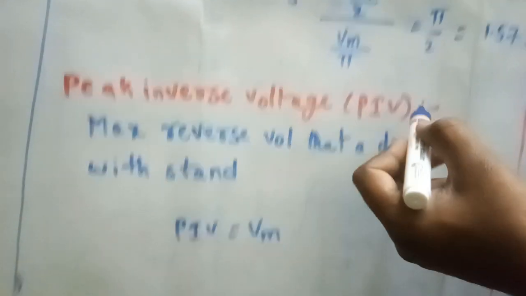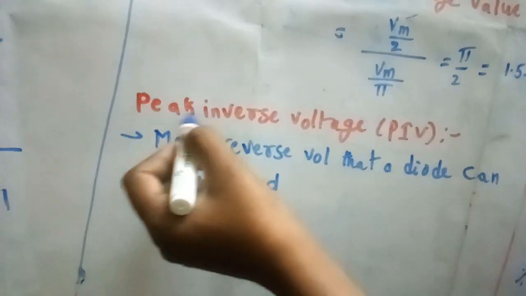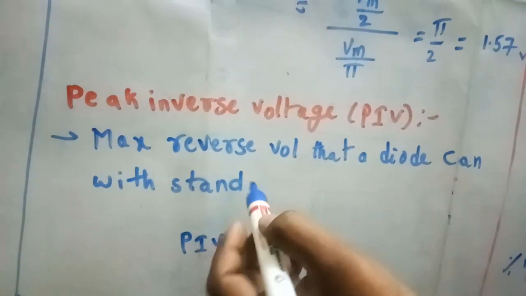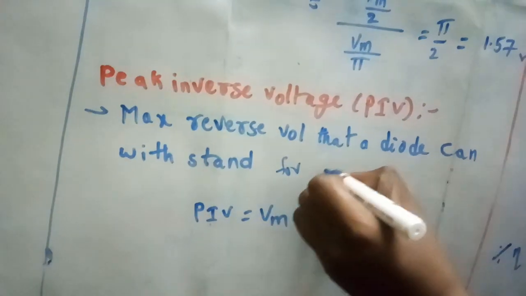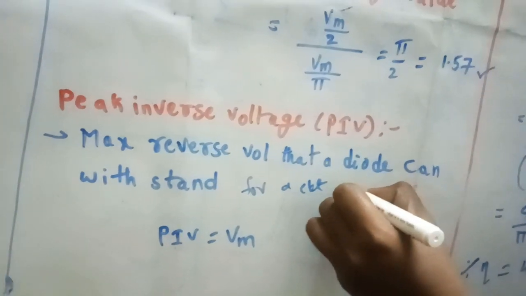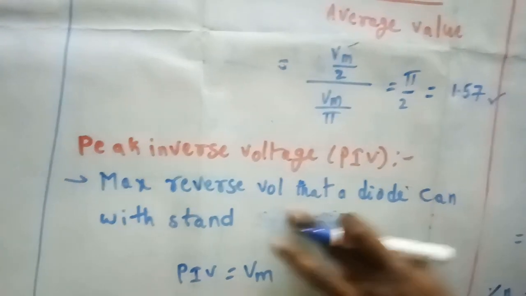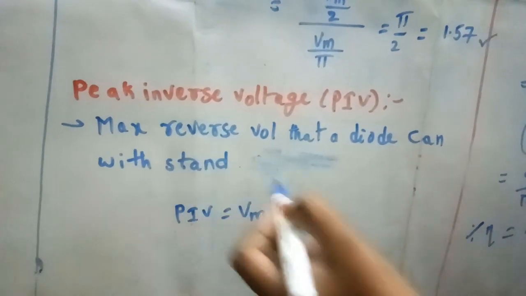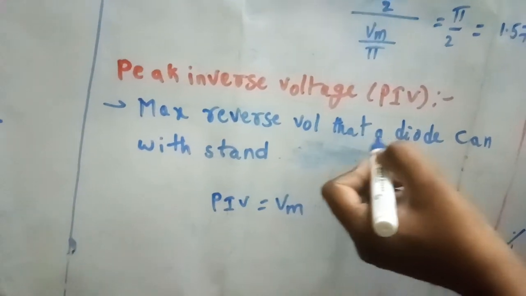Peak inverse voltage, PIV, for the half wave rectifier. So basically the definition is like this. What is the peak inverse voltage? Nothing but the maximum reverse voltage that a diode can withstand for a circuit without destroying the output. Otherwise, you may write it like this: maximum reverse voltage that a diode can withstand without destroying the circuit. That means maximum reverse voltage.